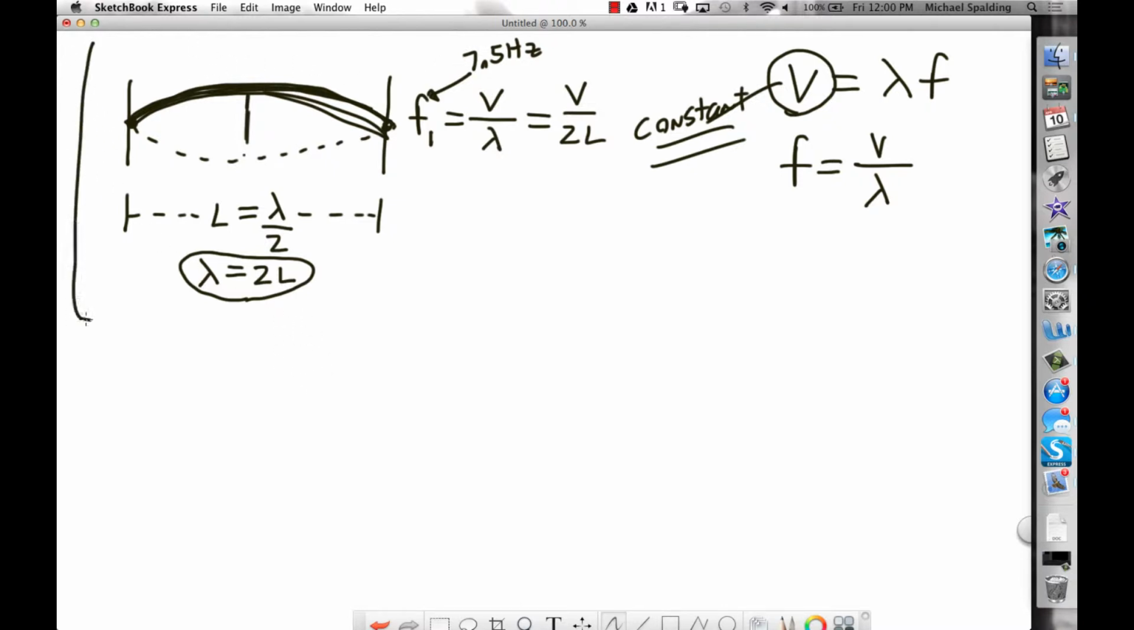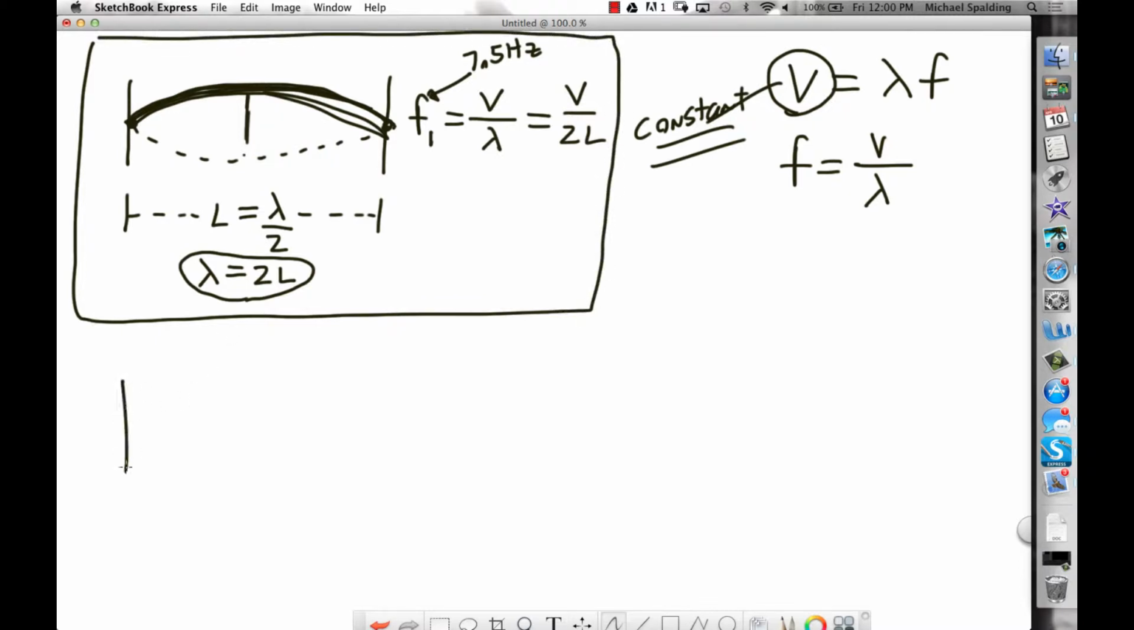Okay. Now, second possible frequency. Again, we've got our two endpoints. What's the next possible way that this wave could vibrate? The ends are always going to be nodes. And then how many nodes in the middle? One. So this is going to be the second frequency, F2. This wave looks like this, and it's oscillating like this. That's a node right there, and this is an antinode right here.